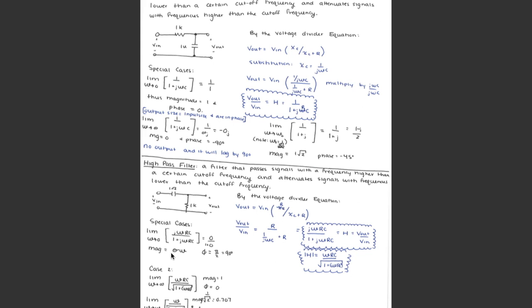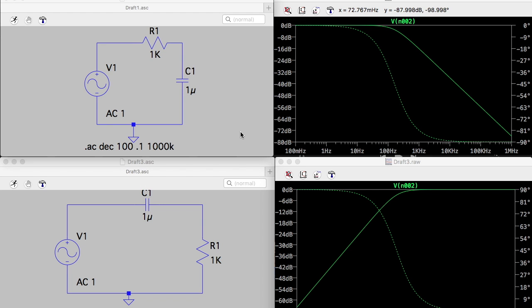For a high pass filter, as omega goes to 0, we would expect the magnitude to go to 0, and it would have a phase shift of 90 degrees. Next, as omega goes to infinity, the magnitude would equal 1, so again our output size would equal our input size, and there would be no phase shift. And finally, as omega goes to omega naught, we see the same situation, except that our phase shift is positive 45 degrees.